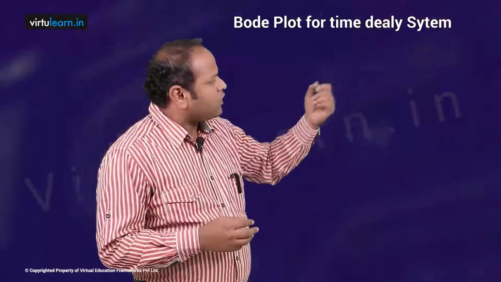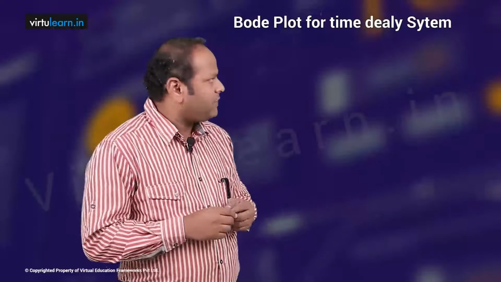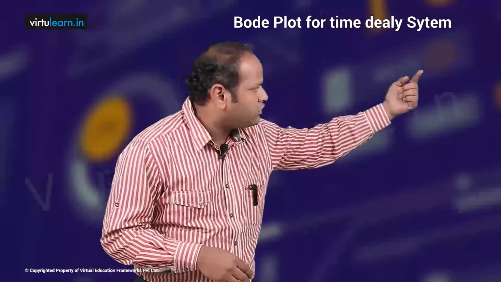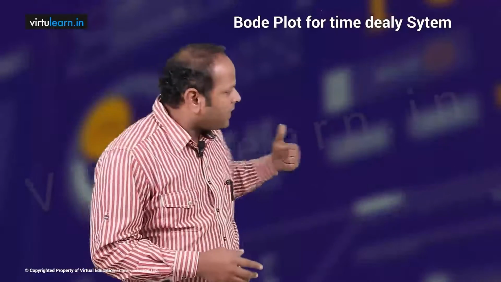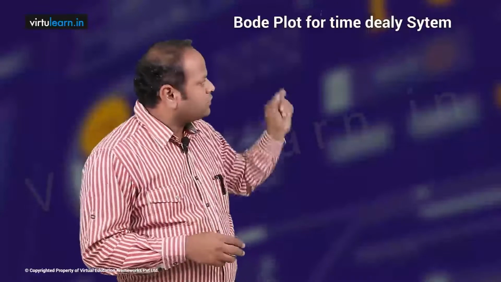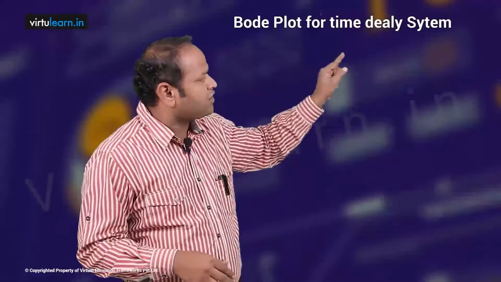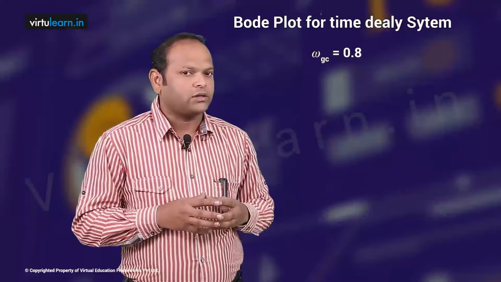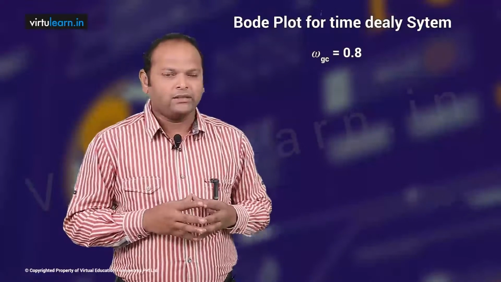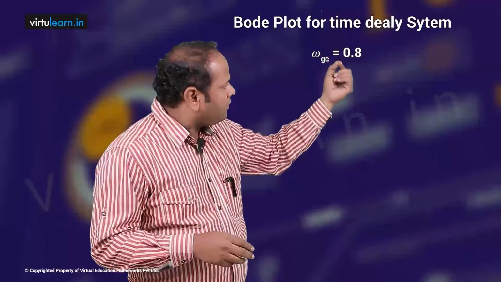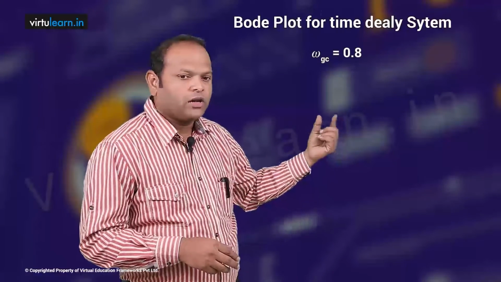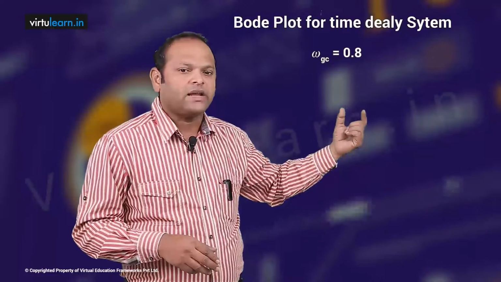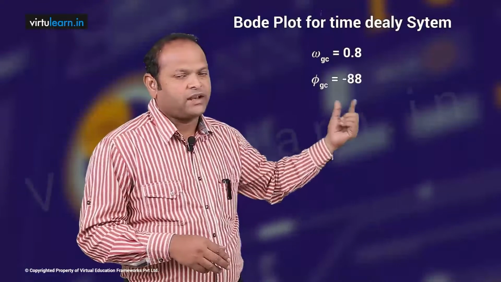So first look at what the omega GC value is. Omega GC means where the magnitude plot intersects the 0 dB line. In the magnitude plot the 0 dB line is the reference, and in the phase plot the minus 180 degrees line is the reference. When you look closely here, it is crossing at this point, so omega GC is 0.8. Then taking that point, we can vertically draw the line onto the phase plot and find the corresponding phase angle. That is going to be minus 88 degrees. So phi GC is minus 88 degrees.